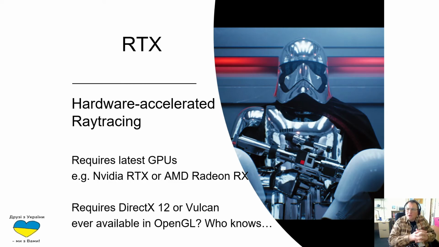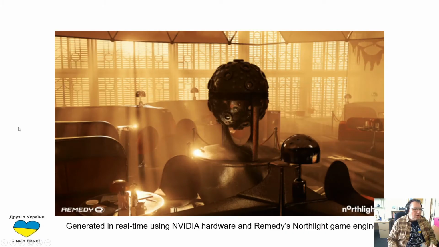I don't know. Khronos, the steering group over OpenGL, seems to navigate towards Vulkan as the successor of this technology, and OpenGL may remain in its current stage, not supporting RTX. This is one example of a scene generated in real time using NVIDIA hardware and Remedy's Northlight game engine.